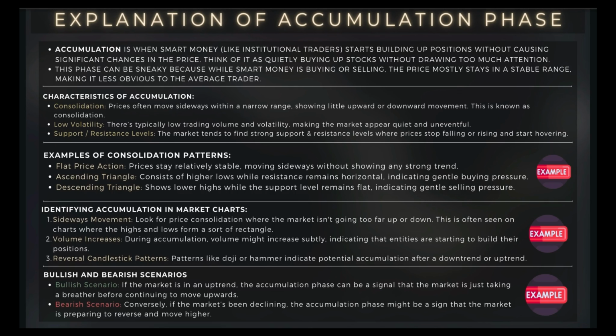Next, you have the ascending triangle. Consists of higher lows while resistance remains horizontal, indicating gentle buying pressure. Next, you have descending triangle. Shows lower highs while the support level remains flat, indicating gentle selling pressure. So I got a little example here for you.